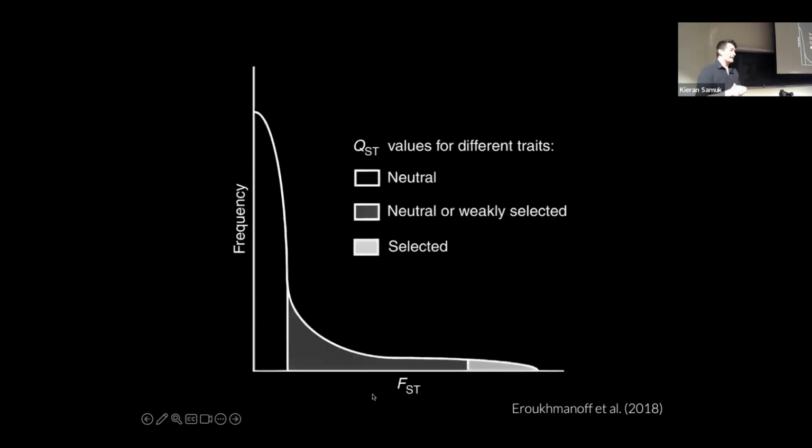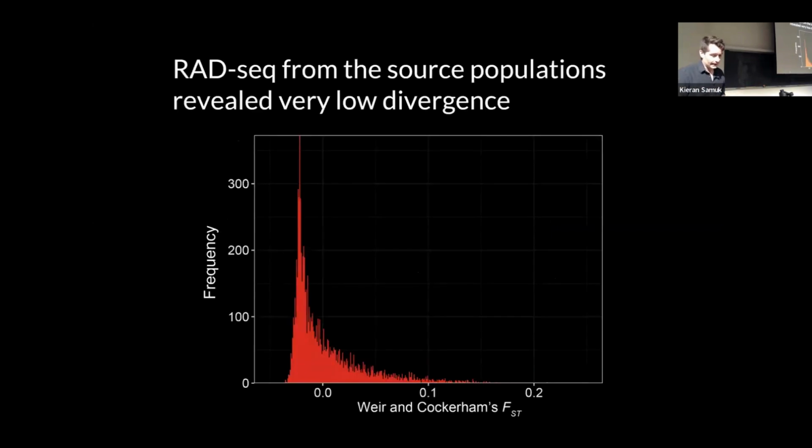It's basically like an FST outlier analysis. We're looking for things with high QST relative to some null distribution. We're looking for this outer tail, and those should be enriched for things under selection. So we did RAD-seq to generate our FST distribution, and this revealed really low genetic divergence between these populations. Here's the FST distribution. This is Baron Cochran's FST.